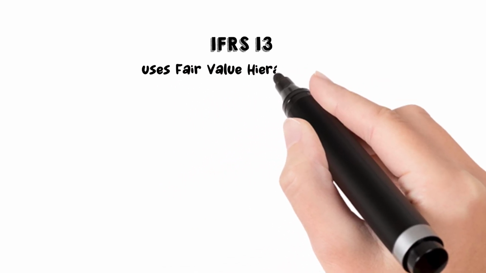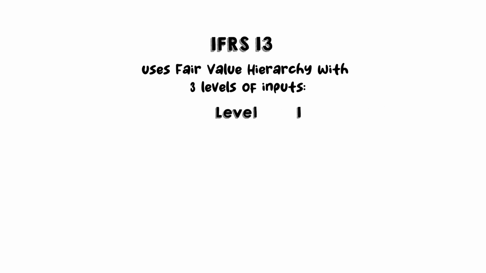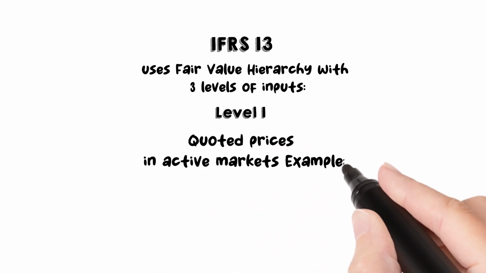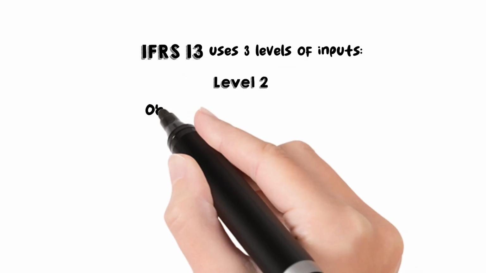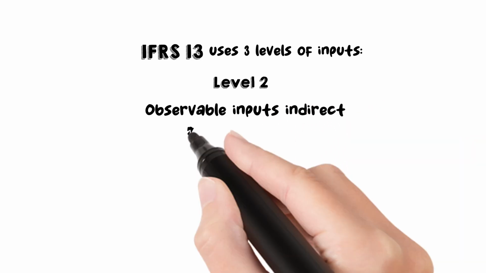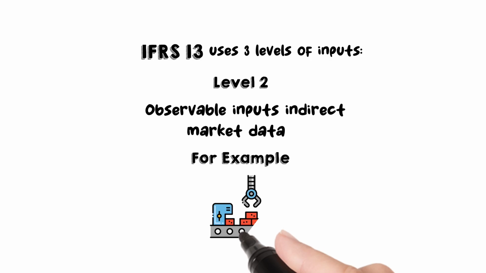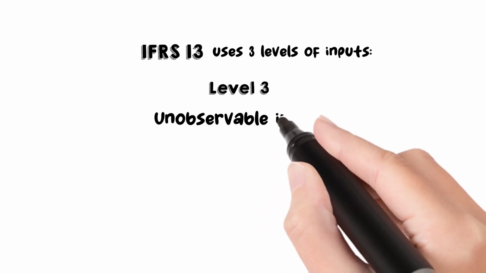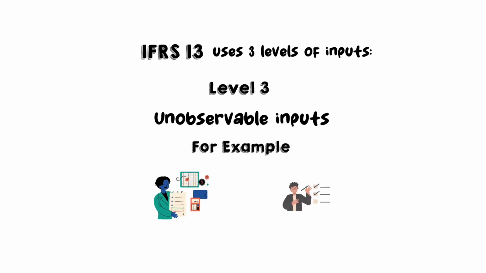IFRS 13 uses a fair value hierarchy with 3 levels of inputs. Level 1. Quoted prices in active markets, for example, stock market price. Level 2. Observable inputs, indirect market data, for example, similar asset prices. Level 3. Unobservable inputs, for example, estimates or assumptions.